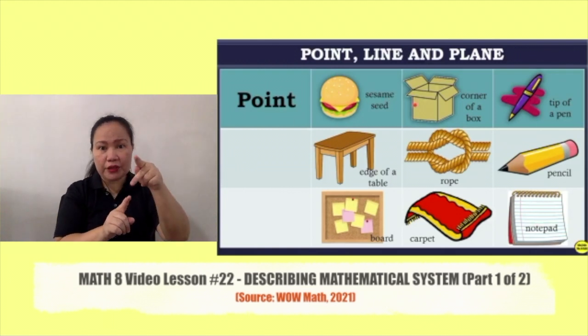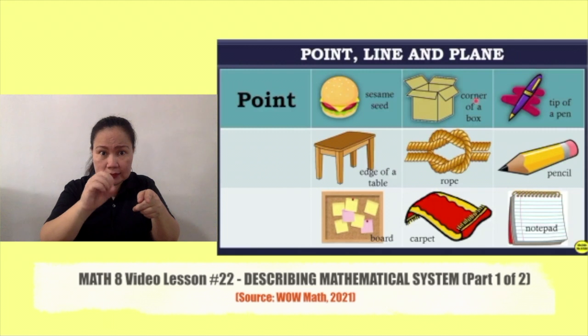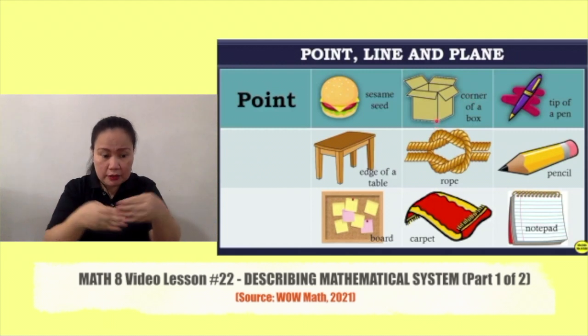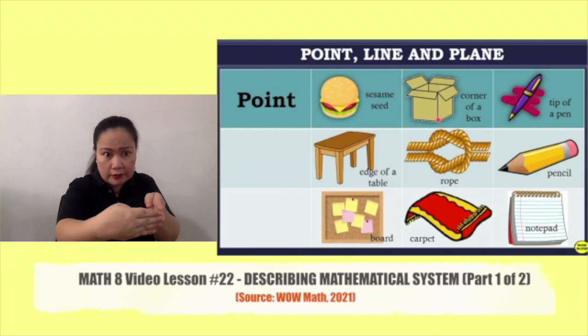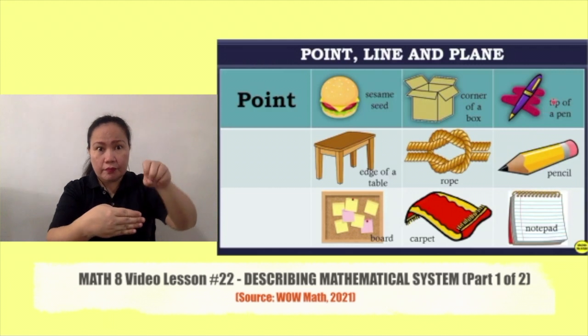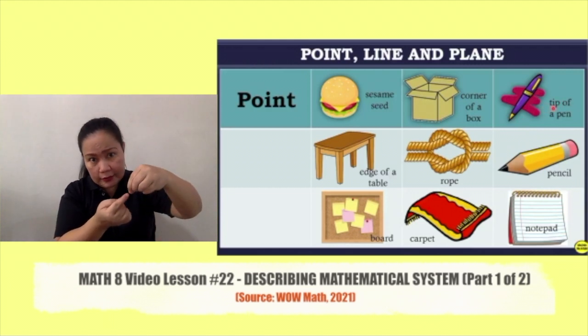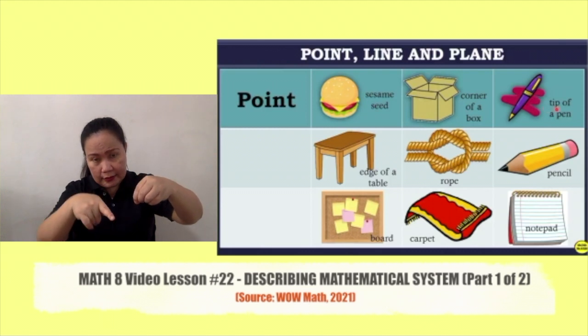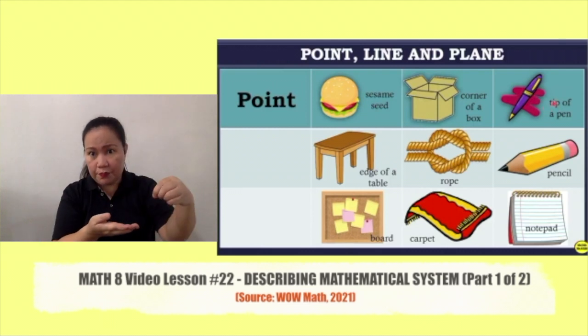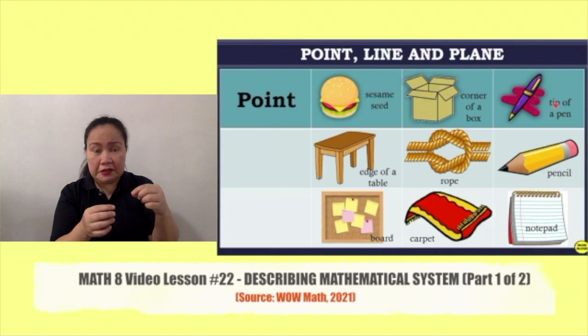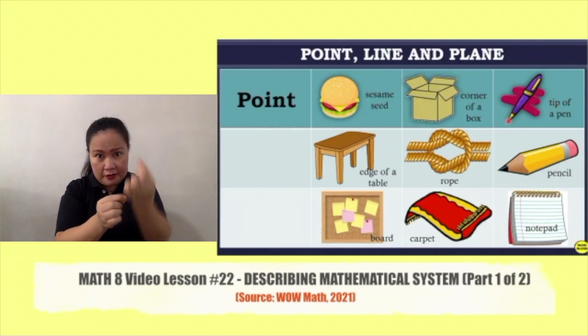Okay? Now, the corner of a box, ibig sabihin yung kanto, so this corner is a representation of a point, and also the tip of a pen. So, lahat ng tip of a finger, tip of a marker, tip of a needle, lahat ng tip ay representation of a point.